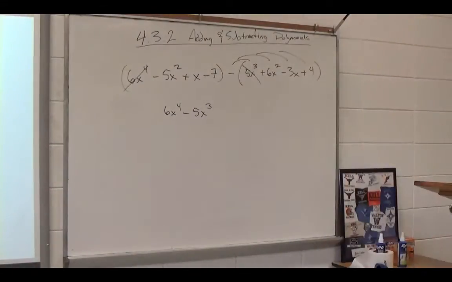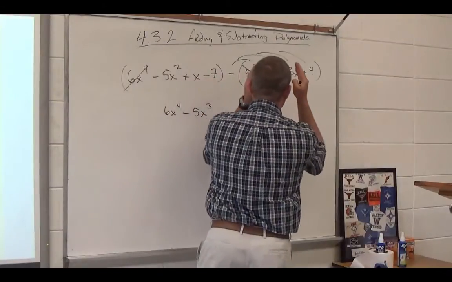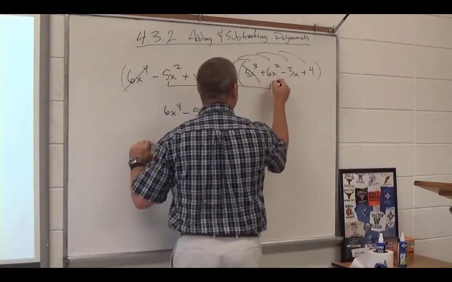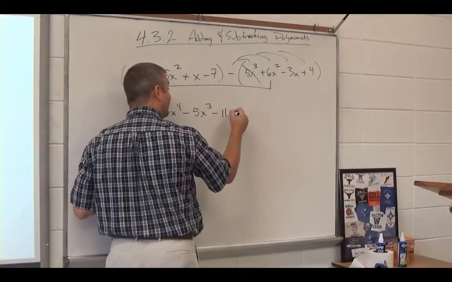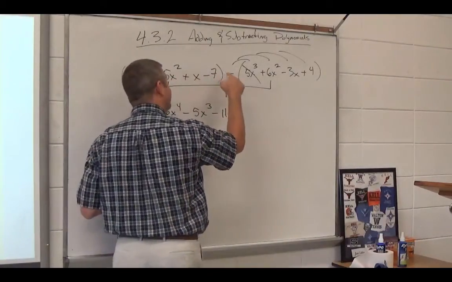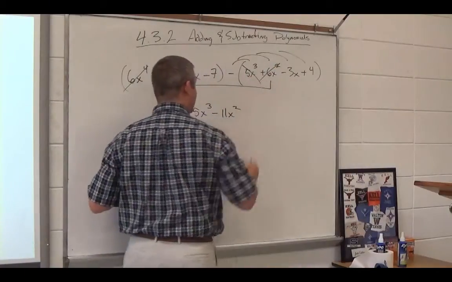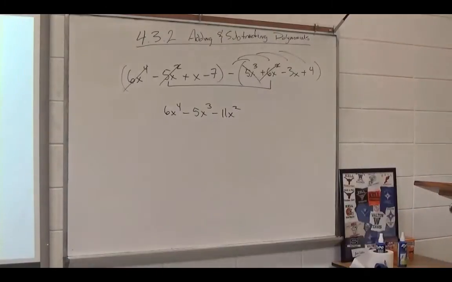X squared. So we scan, we got negative 5x squared. Over here, we see positive 6x squared. We got a negative in the middle. So we combine like terms, and what do we get? Negative 11x squared. Outstanding. Negative 5 minus 6 makes negative 11x squared. Okay? Nod your head if this is making sense. If you're getting this. Okay, good.